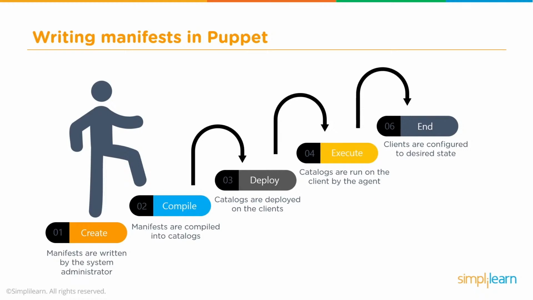2. Compile your manifest, and it's compiled into a catalog. 3. Deploy. The catalog is then deployed onto the clients. 4. Execute. The catalogs are run on the client by the agent. And then 5. End. Clients are configured to a specific and desired state.